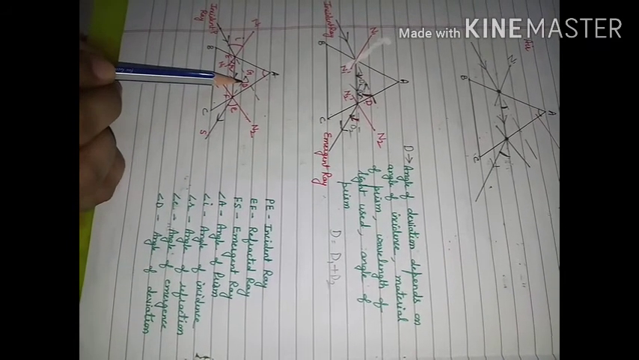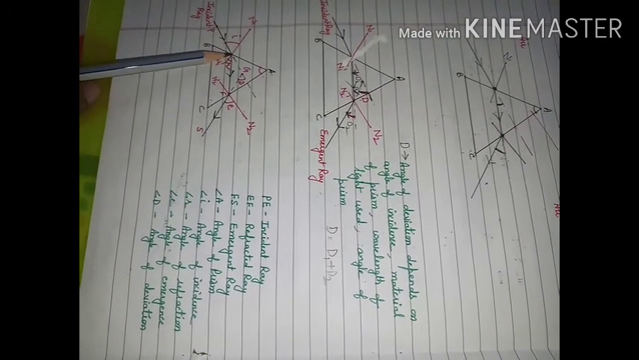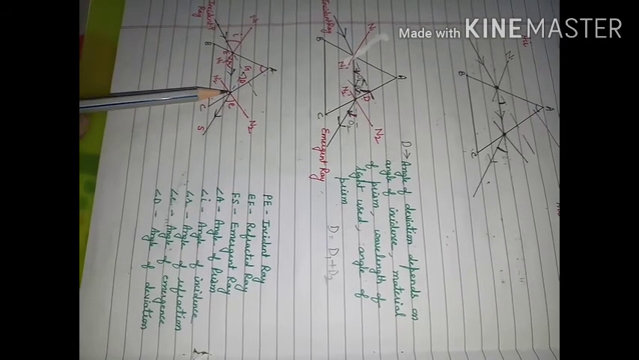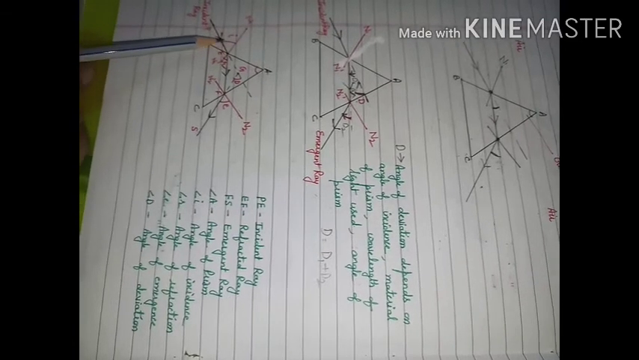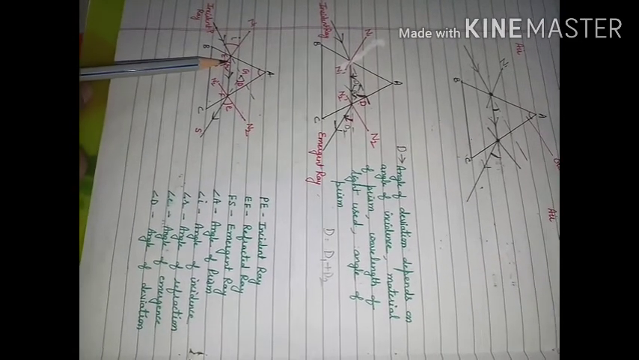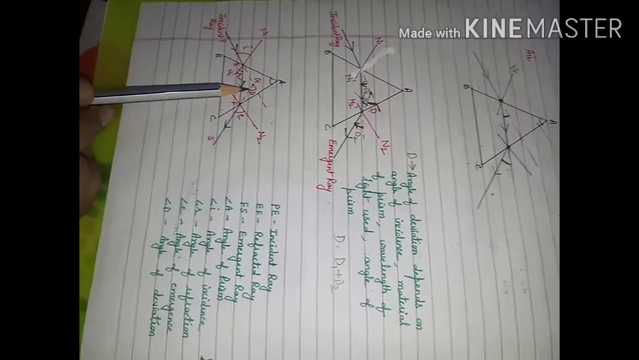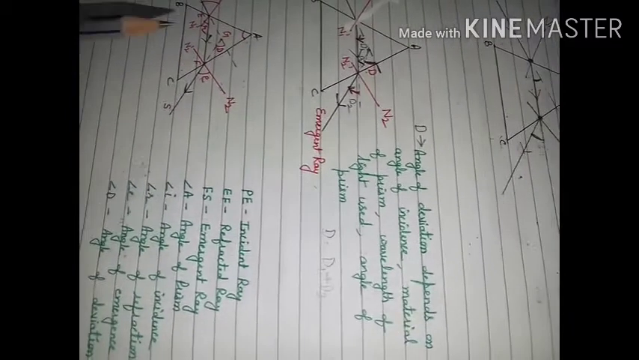So I have shown here PE is representing the incident ray, EF is representing the refracted ray, FS is representing the emergent ray, I the angle of incidence, R the angle of refraction, E the angle of emergence and D the angle of deviation. This is a labeled diagram. Practically you have to do it in the lab.